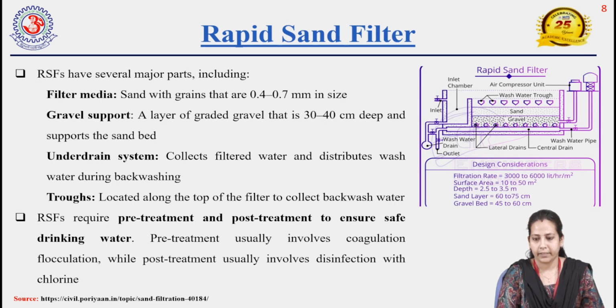Here we can see the schematic diagram of the rapid sand filter. Here also the gravel and sand layers are there according to grain size. The filter media is sand with grain size 0.4 to 0.7 mm, and gravel is supported at the bottom of the layer. Under-drain systems are there, from where we can distribute the water properly, and the backwashing process can also be easily done.